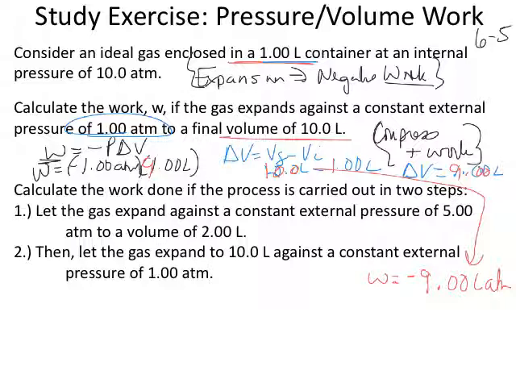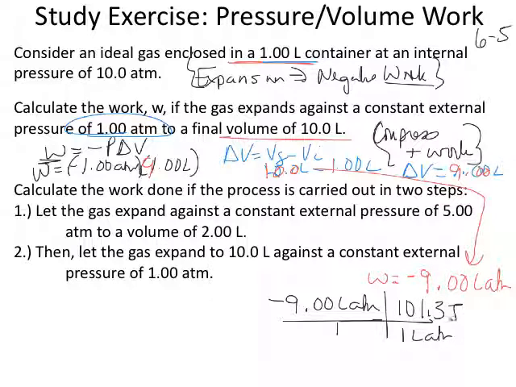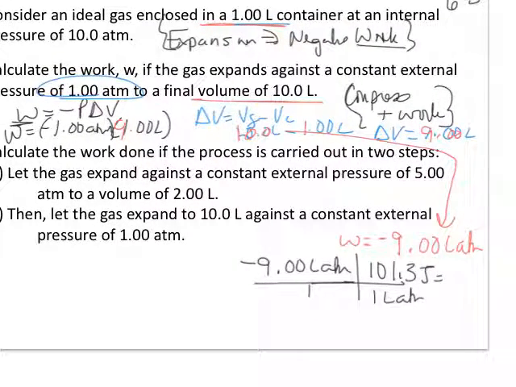And we'd like to convert this actually to joules. So let's do the conversion real quick of negative 9.00 liter atmospheres. For 1 liter atmosphere, we have 101.3 joules. That works out to be negative 911.7 joules.